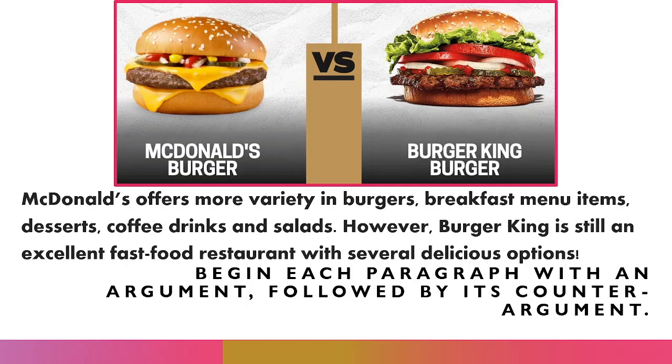So here's a very good example of a discursive paragraph. McDonald's offers more variety in burgers, breakfast menu items, desserts, coffee, drinks, and salads. However, Burger King is still an excellent fast food restaurant with several delicious options. So you're starting with your paragraph discussing the one side, and then it's followed by its counter argument. What makes it discursive is that all important connective, however.